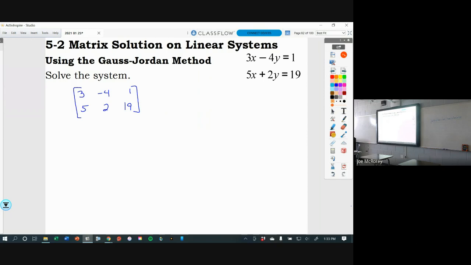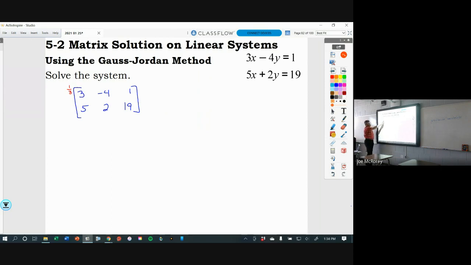Step number 1. I need, in the very first row, the very first element, I need that value to be a 1. I need to do something to turn that 3 into a 1. Divided by 3. I'm going to say multiply by 1/3. Same thing. What I'm going to do is take that very first row and multiply it by 1/3, which is the same thing as dividing by 3, right?